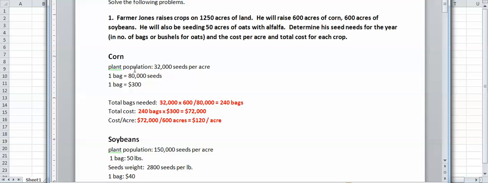Here we first solved a corn population problem and figured out the cost per acre. We just simply took seeds per acre times number of acres divided by seeds in a bag to get number of bags. Multiply number of bags by cost per bag to get total cost. And then took our total cost divided by number of acres to get dollar cost per acre.